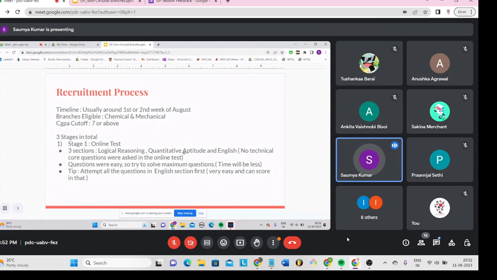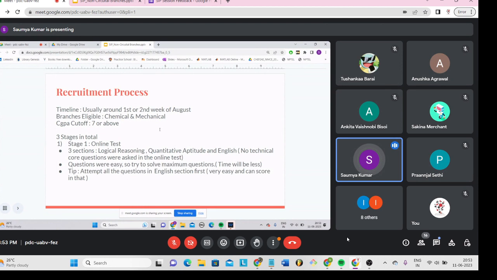The branches that were eligible for Exxon Mobil were chemical and mechanical. And the CGPA cutoff was 7, but generally they took all the people who had an 8 plus CGPA. So yeah, try to have a good CGPA. So let me take you through the stages. There were a total of 3 stages during my recruitment process. The first one was the online test.